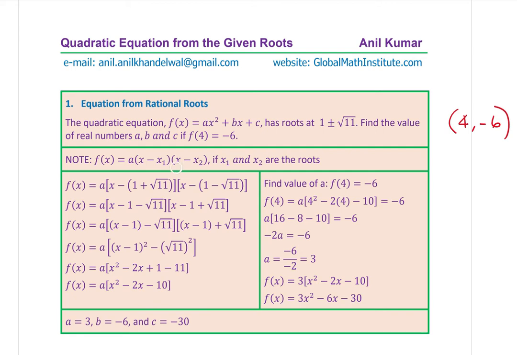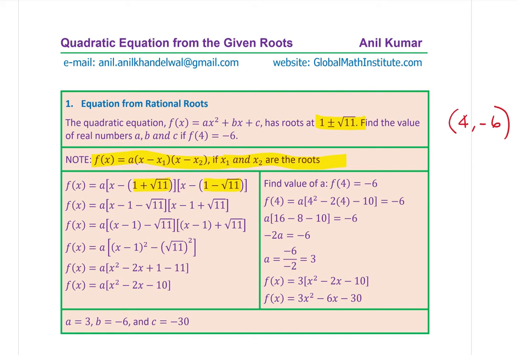Perfect. So as I said earlier, we'll use this particular concept that the two roots are given to us. In that case, the function can be written as f of x equals a times (x minus x1) times (x minus x2), where x1 and x2 are the roots. Now the two roots here are 1 plus minus square root of 11. Therefore, the function can be written as what? A times (x minus x1), which is 1 plus square root of 11, and (x minus x2), which is 1 minus square root of 11. So we'll begin from here.